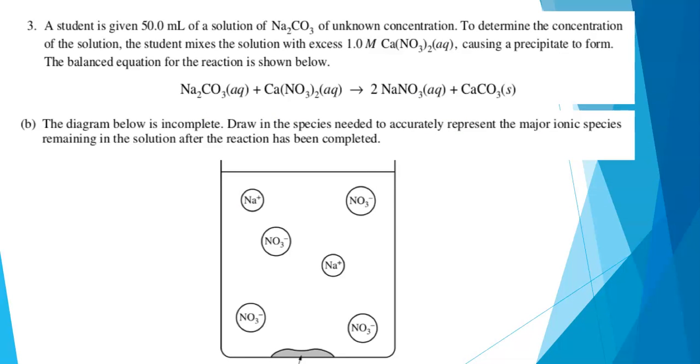All right, the diagram below is incomplete. Draw on the species needed to accurately represent the major ionic species remaining in the solution after the reaction's done. Okay, so it shows calcium carbonate on the bottom. Although the arrow gets cut off, that's okay. And then we've got sodium ions in solution and nitrate ions in solution.